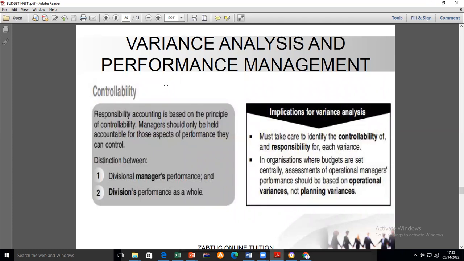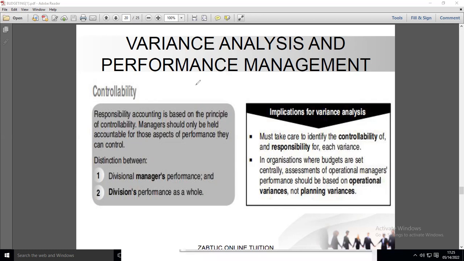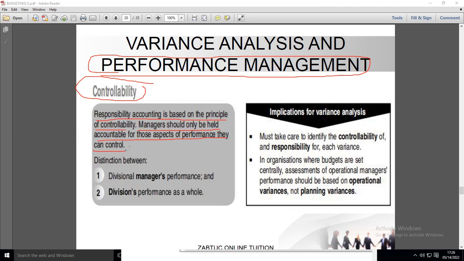Back to our terminology of controllability. Variance analysis and performance management. Now, this is an item that we're interested in, isn't it? When we come across any heading relating variance to performance management, that is of interest to us. So then, what are the performance management items? One, controllability. Responsibility accounting is based on the principle of controllability. Managers should only be held accountable for those aspects of performance they can control. And we must distinguish between the manager's performance and also the division's performance as a whole.